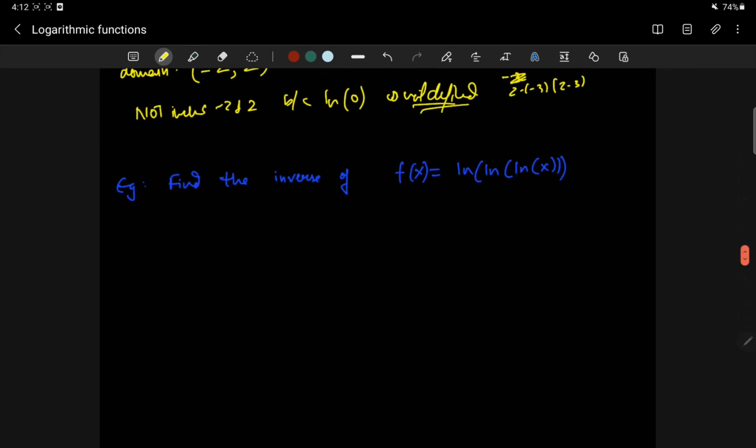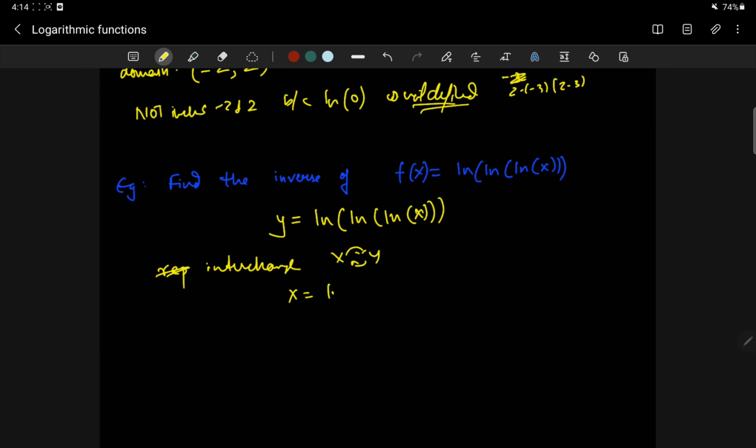Find the inverse of the function log of log of log of x. Okay, now we know that the inverse of a log function is an exponential function. And we also know that the process for finding an inverse function is replacing x by y and solving. So let's start. The first step is y equals log of log of log of x. Now we interchange x and y. This gives x is log of log of log of y.